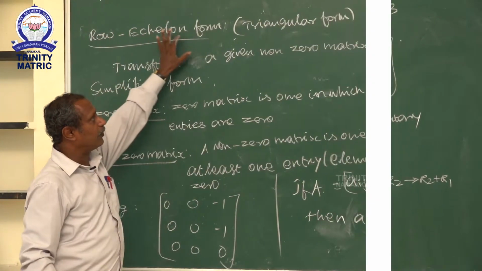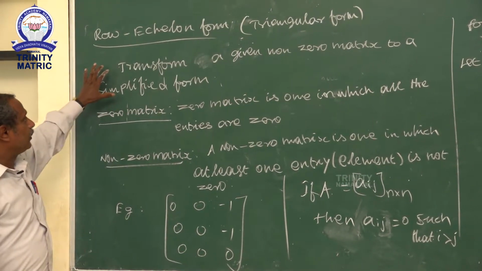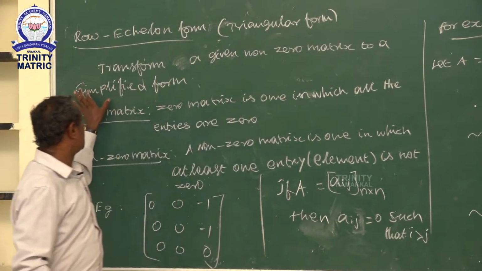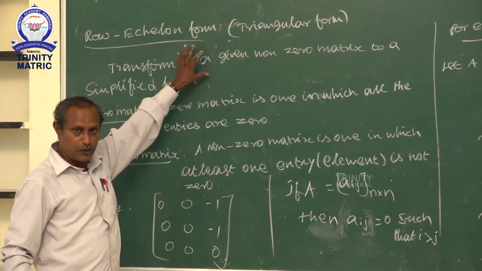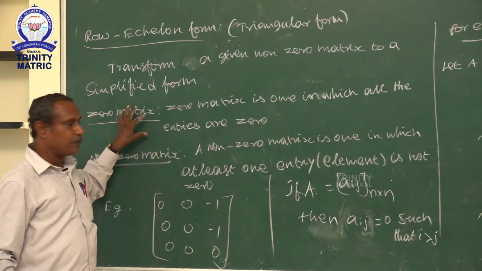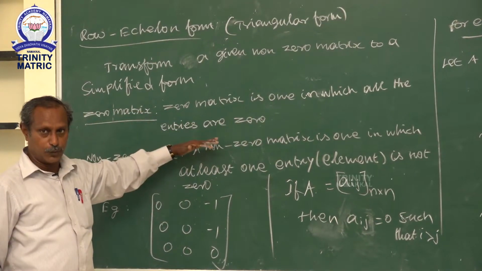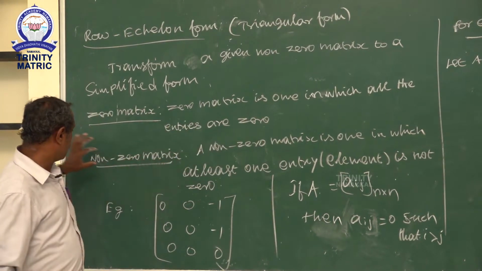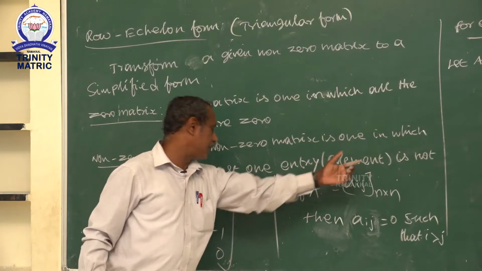The form is row echelon form, or triangular form. Triangular form means it is in the shape of a triangle. Row echelon form transforms a given non-zero matrix to a simplified form. To do this we must know two concepts: zero matrix and non-zero matrix. A zero matrix is one in which all the elements are 0. A non-zero matrix is one in which at least one element is not 0.